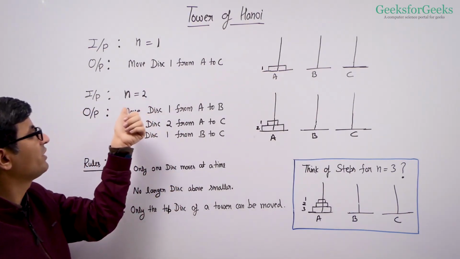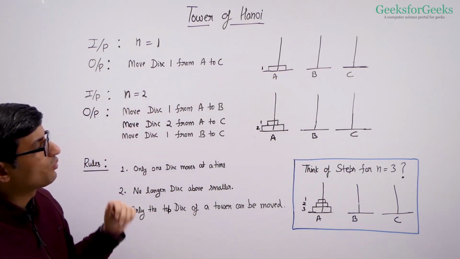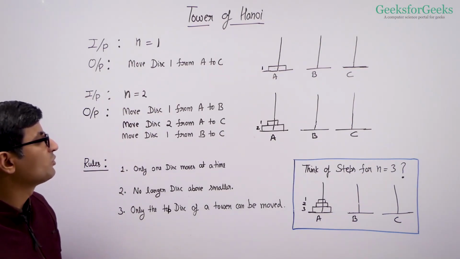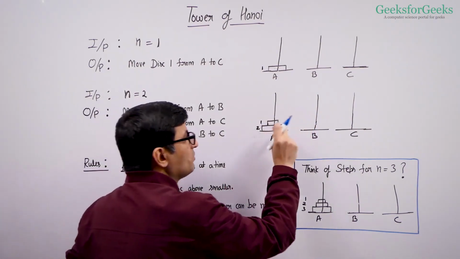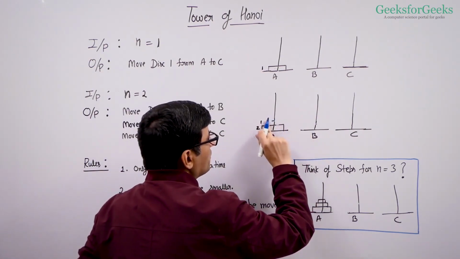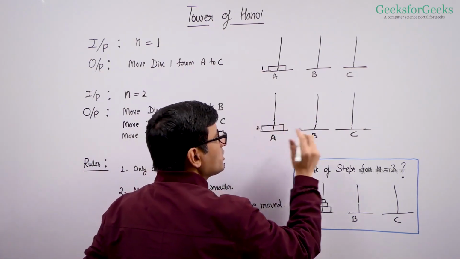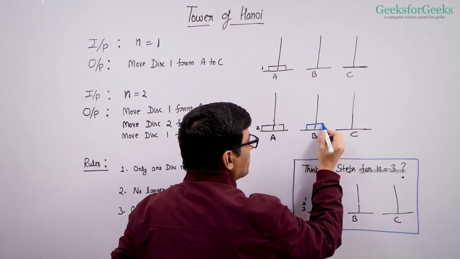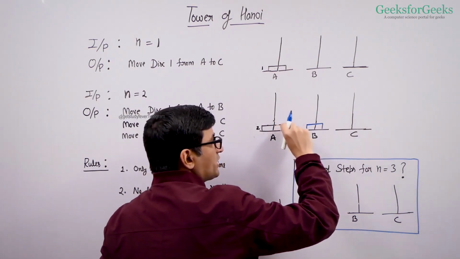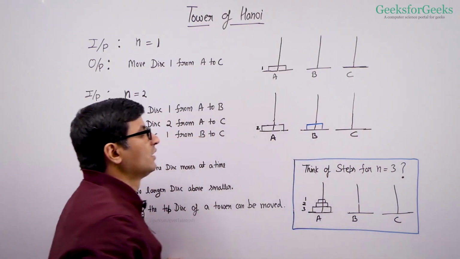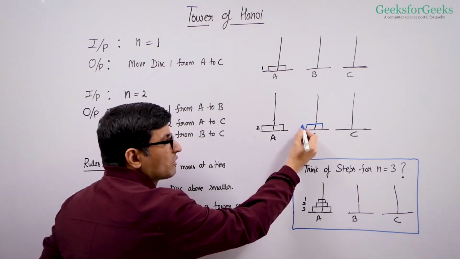In this example, we have two disks. So these are the moves. We first move the disk 1 from A to B. So we take this out and move it to B. This is our first move that we follow. So we are following all the rules. We are only taking out the top disk. We are not picking up the bottom disk and moving it here. We are first taking out the top disk. And this disk 1 goes to tower B.